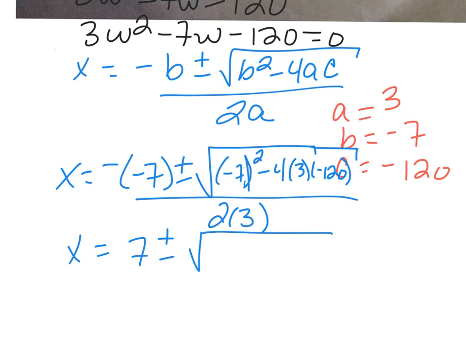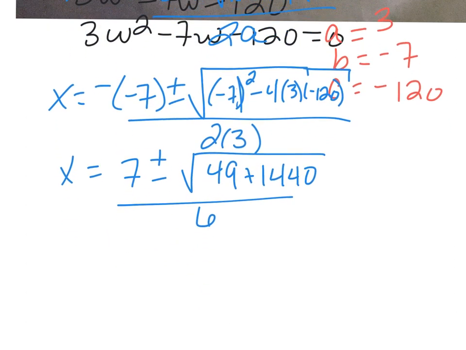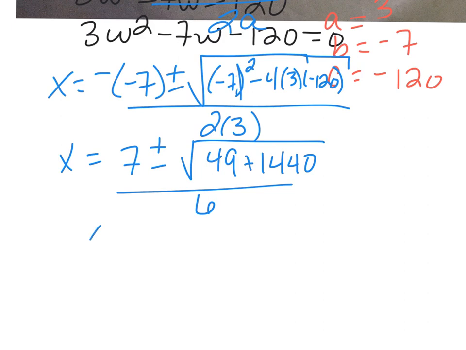negative 7 times negative 7 is 49. Negative 4 times 3 is negative 12, times negative 120. Negative 12 times negative 120 is positive 1,440, and 2 times 3 is 6. So x equals 7 plus or minus the square root of, let's see, 1,489 over 6.